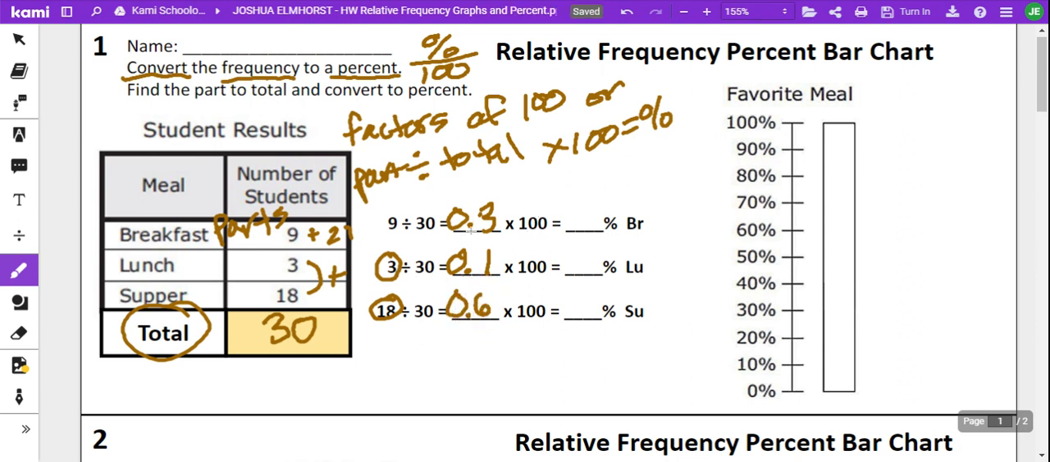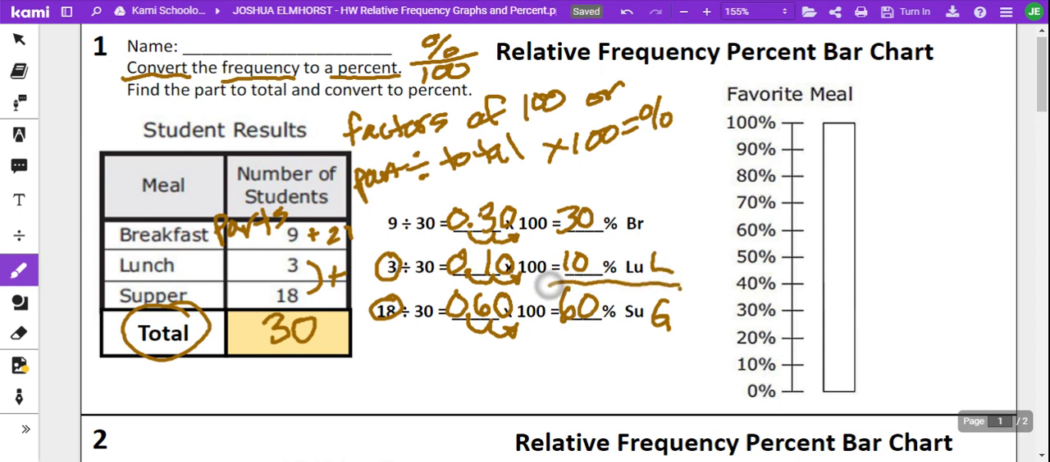Okay, so now multiplying by 100 is going to move the decimal over 2 place values. So that's going to become 30%. So 30% chose breakfast. And then lunch, 3 out of 30. Multiplying by 100 is going to move it over 2 spots. That's going to be 10%. And then 18 divided by 30 multiplied by 100 is going to be 60%. Now, how you put it over here is up to you, but I like to start with the greatest and then end up with the least.